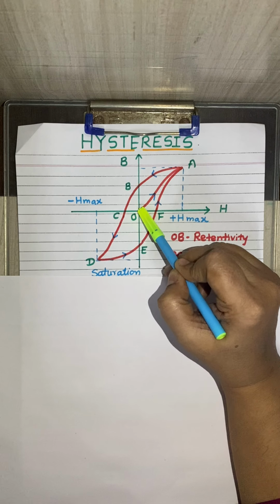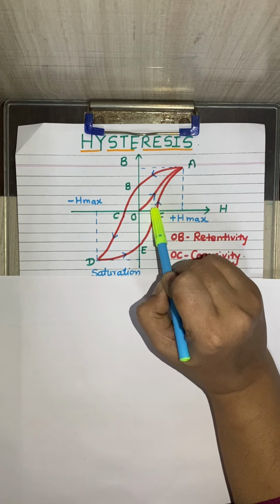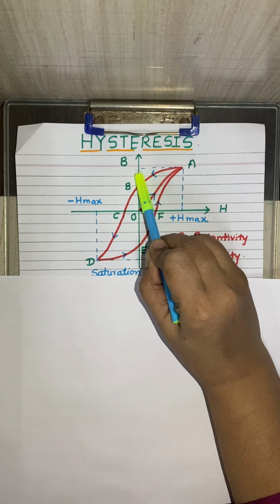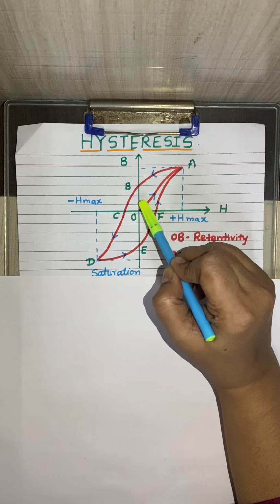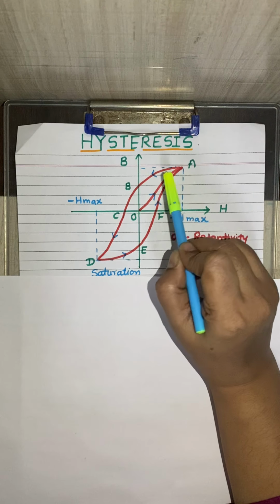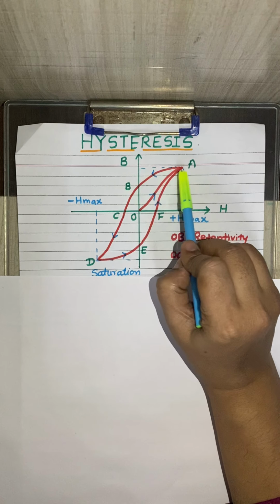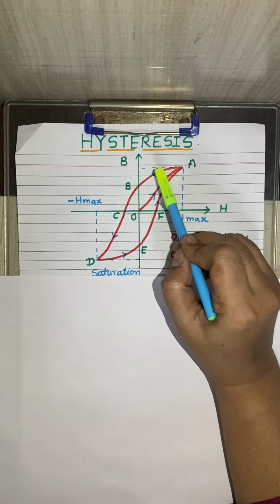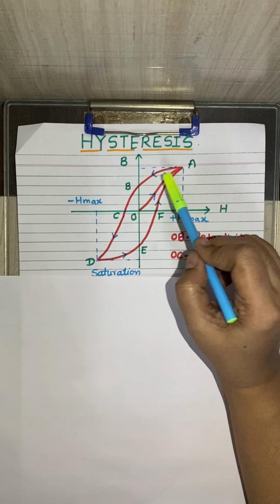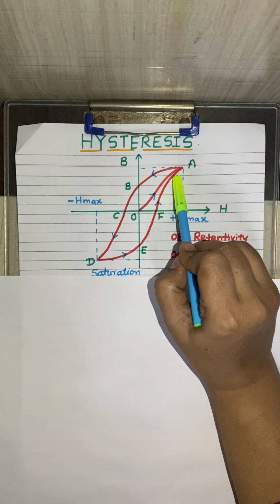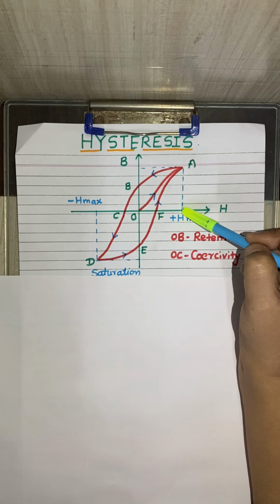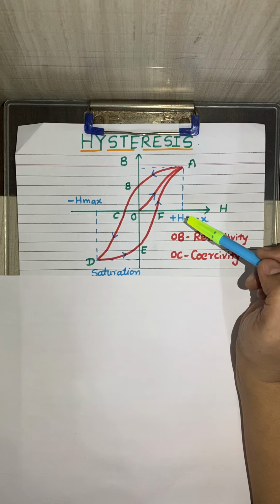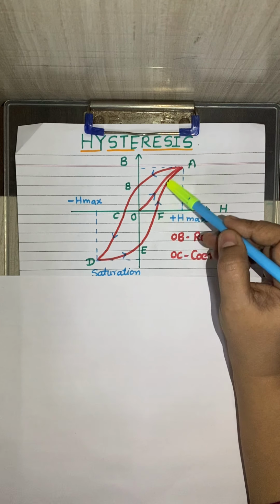the magnetic induction first increases. You can see that as H is increasing, B is also increasing. After a certain value of H, B attains a constant value. You can see here at point A, B attains a constant value. In other words, the magnetic induction B saturates at a certain value of positive H max.